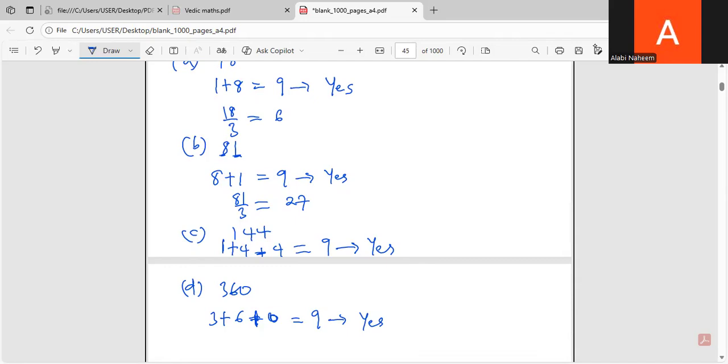So for 3, it is simple. Add up the digits that make up the number. Those digits, add them up. Once you add them up and the result is divisible by 3, then the number is divisible by 3.